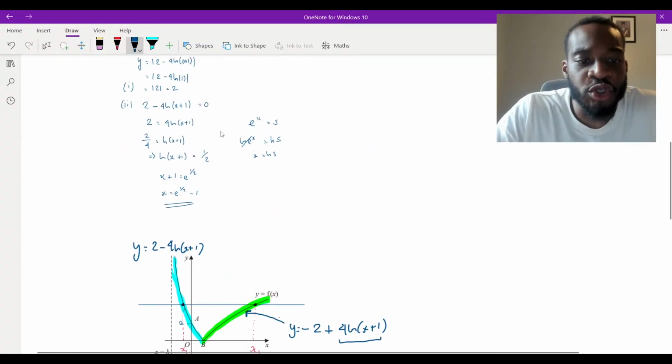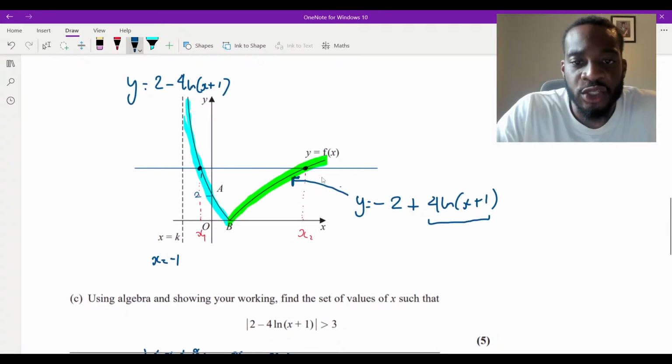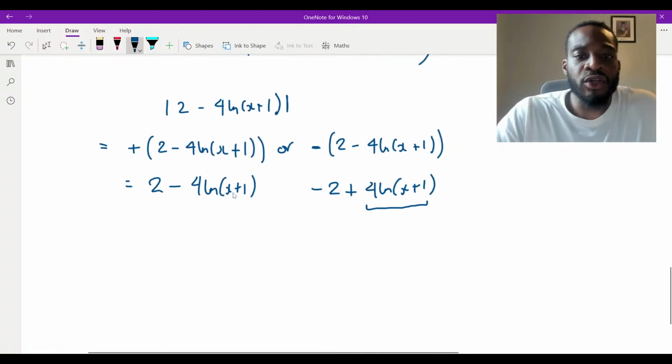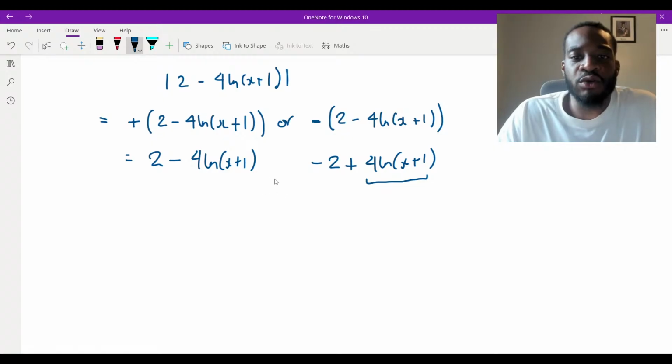Now, it's important because you need to know which critical value you're looking for. x2 is going to be when I solve this one equal to 3, and x1 is going to be when that one is equal to 3. So I'm going to now solve both of these equal to 3.